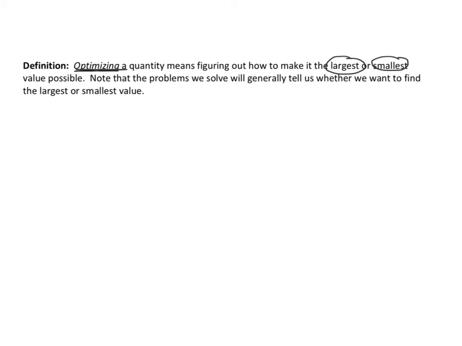So if you want to optimize the cost of something, generally we want it to be low, and so an optimized cost might be a smallest value. Whereas with something like profit, yay capitalism, if we want to optimize that, we want our profit to be as large as possible. Generally speaking, problems are going to tell us whether they want us to find the largest or the smallest value. So you're usually not going to have to figure it out for yourself, but when you do, it should be self-explanatory.